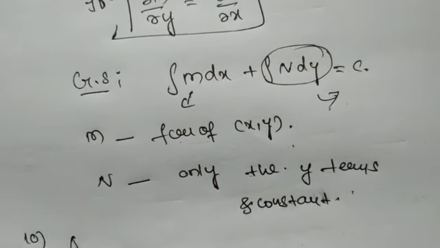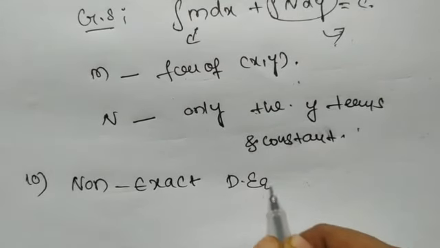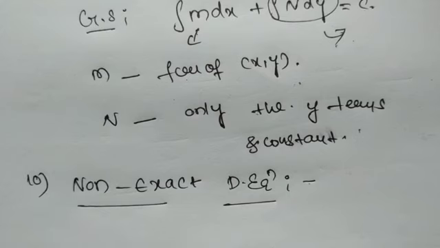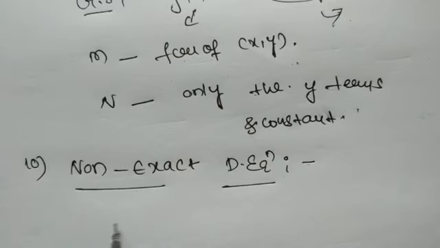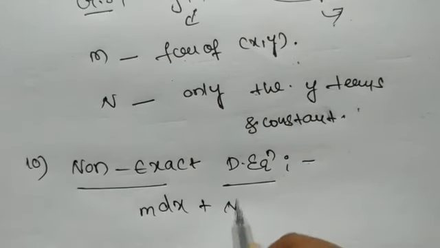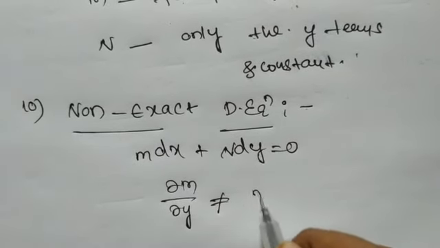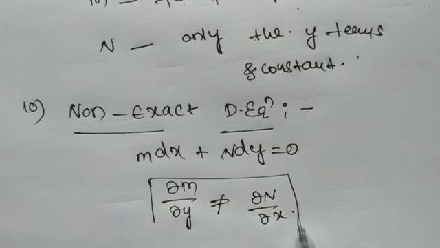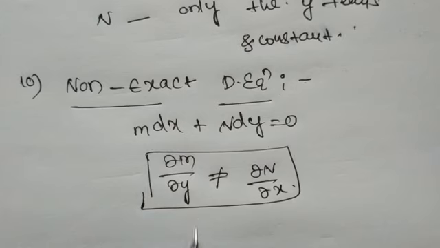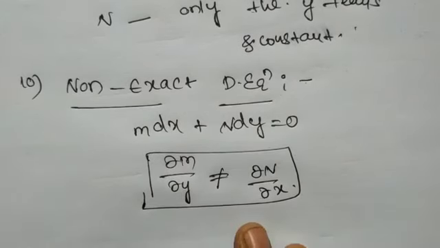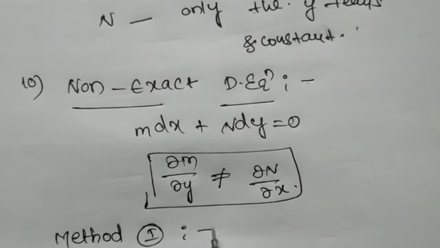Next, coming to non-exact differential equations. What is a non-exact differential equation? An equation in the form of M dx plus N dy equal to 0, but here ∂M/∂y is not equal to ∂N/∂x. So this is said to be a non-exact differential equation. In non-exact differential equations we have 5 methods. I will explain the formulas of the 5 methods and how to recognize them.